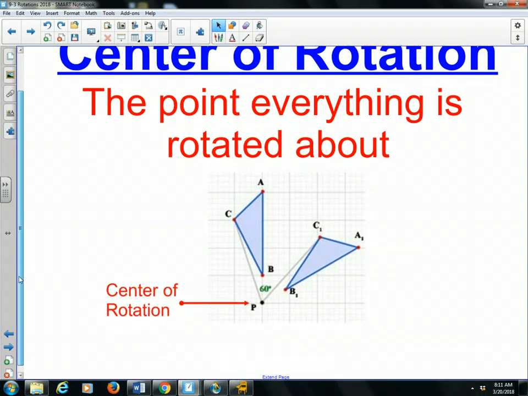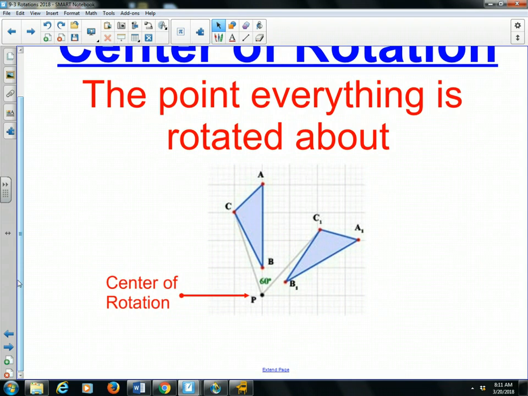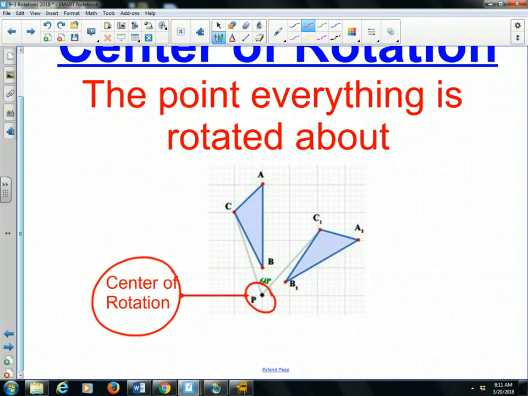As you can see in this picture, triangle ABC is rotated to triangle A prime, B prime, C prime, and it's rotated about the point P right here. Okay, so that's our center of rotation. As you can see, rotation is another form of isometry. The triangle stays the same shape and the same size. It doesn't enlarge or shrink. So it's a congruent transformation, and it turns about a point, and that point is the center of rotation.